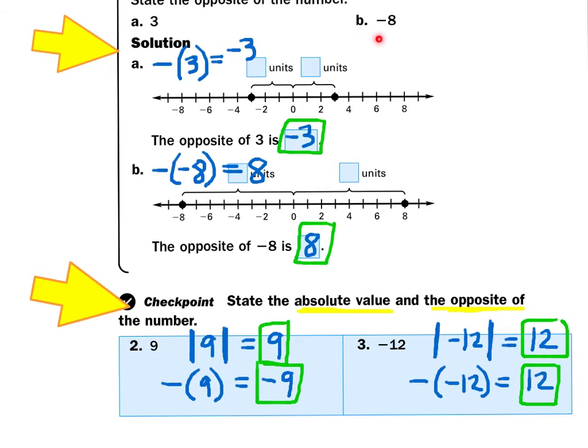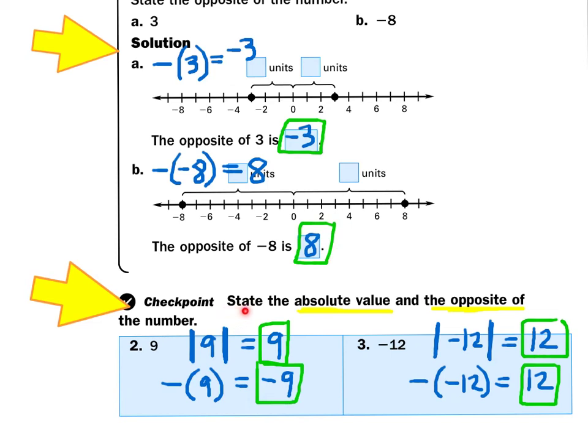Now, on B, they want me to do the opposite of -8, and I want you to get used to the symbols. So the opposite of -8 is 8. And so they're showing you how -8 and 8 are opposites, on opposite sides of 0. And so the opposite of -8 is 8.